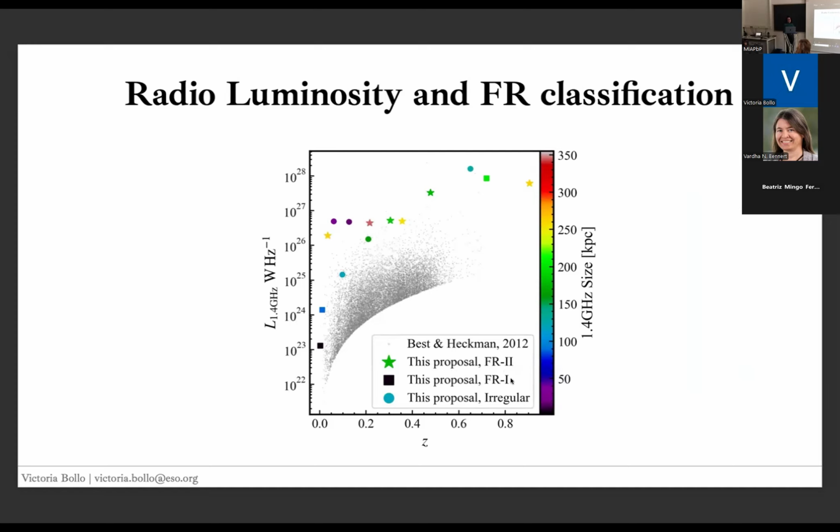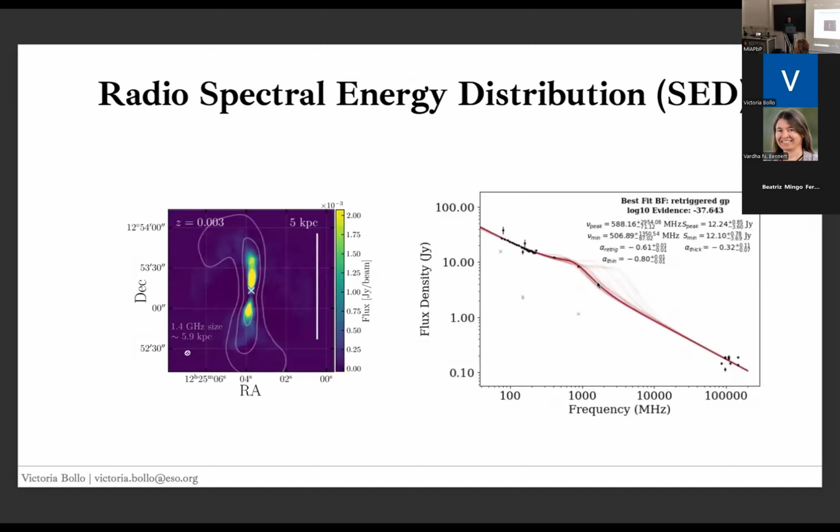we have the classification of some of these jets as FR1 or FR2. Most of our sample seems to be FR2, but we also have a few that are FR1 and a few that are irregular, so they couldn't be classified within either of these two categories. And again, this is color coded by the 1.4 gigahertz size that I already showed you. Well, in general, I would like to highlight that all these ALMA jets were identified in millimeter wavelengths. So that means that these jets are potentially young.